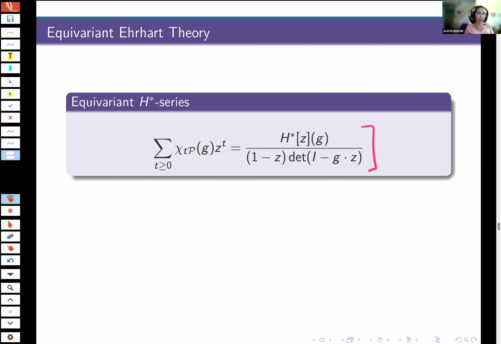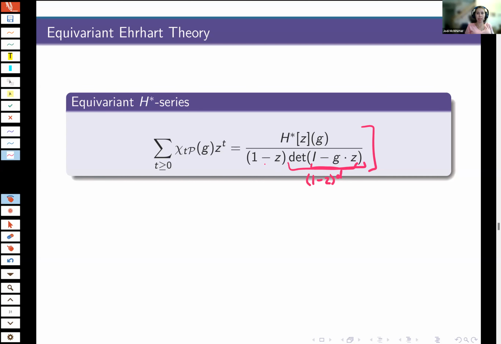In fact, if you plug in the identity element for little g, my group element, then the matrix that I'm taking the determinant of is going to be a matrix whose diagonal is 1 minus z, and everywhere else is 0. If I take the determinant of that matrix, I get 1 minus z to the d. So overall in my denominator, I would have 1 minus z to the d plus 1, which is the Ehrhart polynomial of the original polytope.